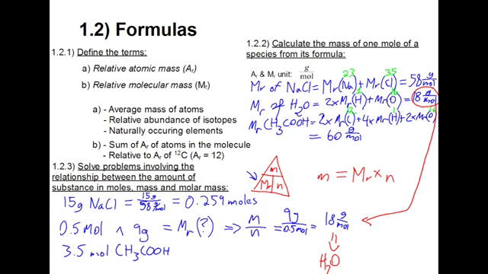Next, we look at 3.5 moles of ethanoic acid, and that would be equal to 3.5 times 60 grams per mole, which will give you the mass that the ethanoic acid will have. So that's 210 grams. So 3.5 moles of ethanoic acid weighs 210 grams.